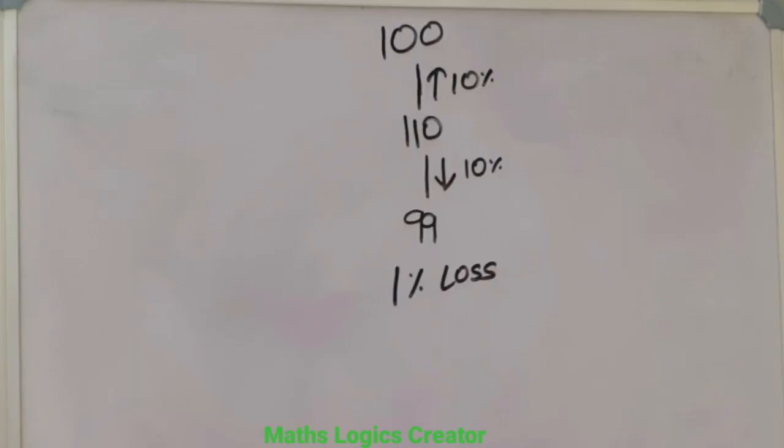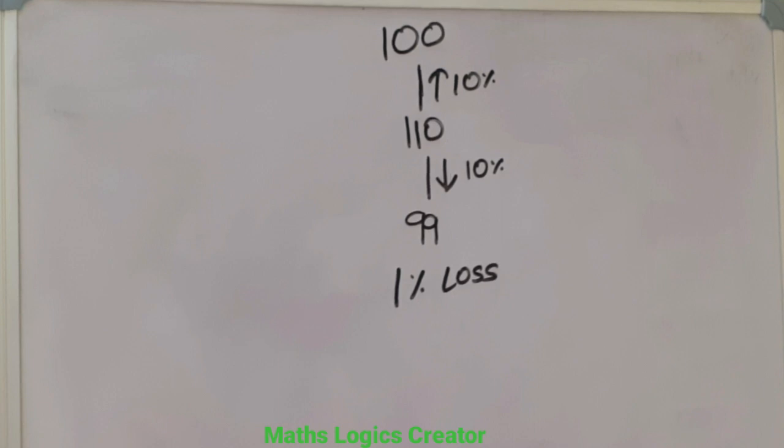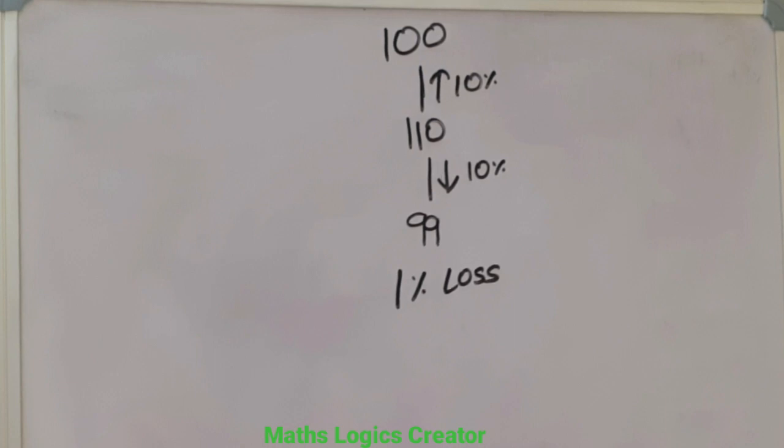The initial value of that apple is 100 rupees. The apple rate is increased by 10% first. In 100, 10% means 10 rupees, so 100 plus 10 is equal to 110. Then the commodity decreases in price by 10%. In 110, 10% means 11 rupees, so 110 minus 11 is going to be 99. So there is definitely a loss of 1%. The answer is going to be 1% loss. Let's get into the next question.